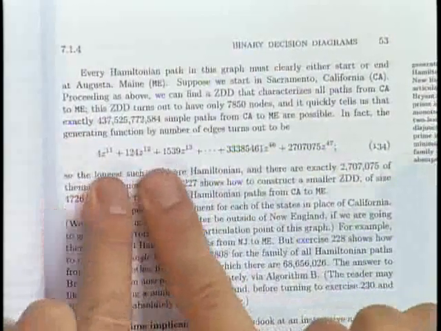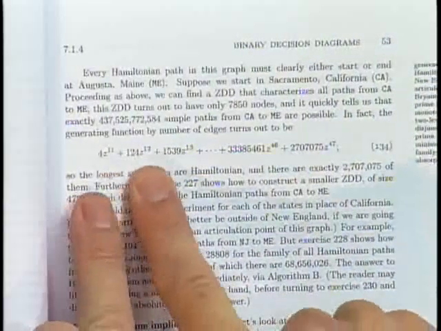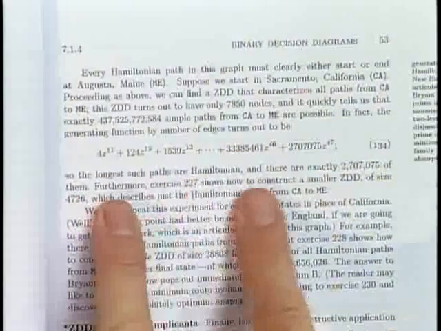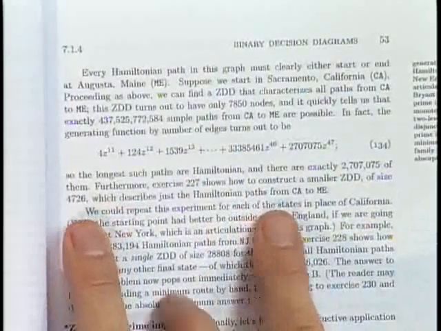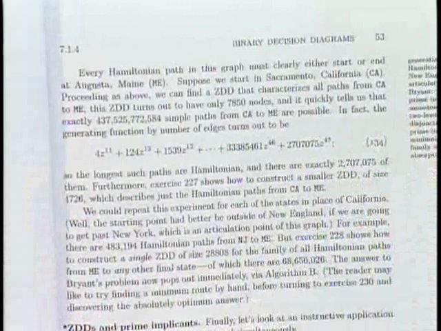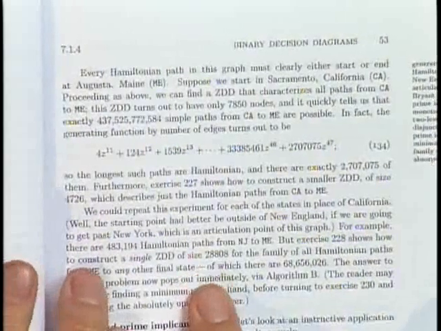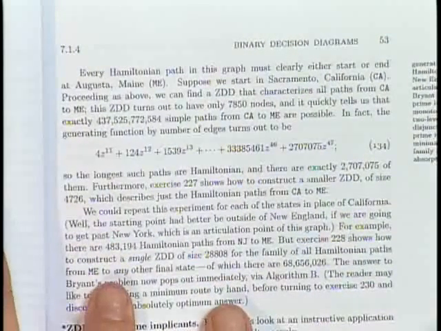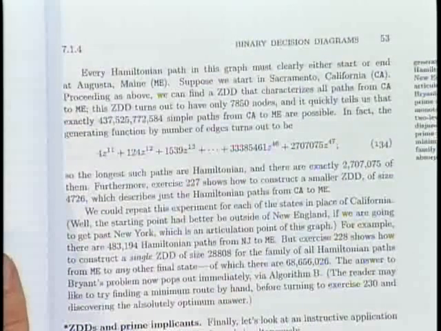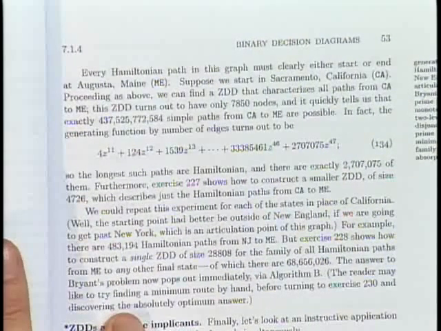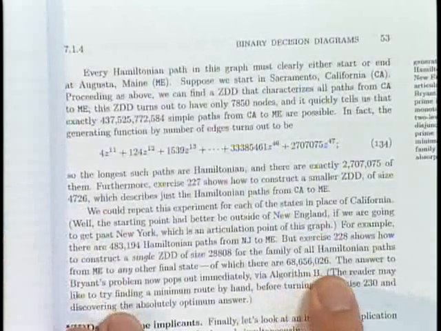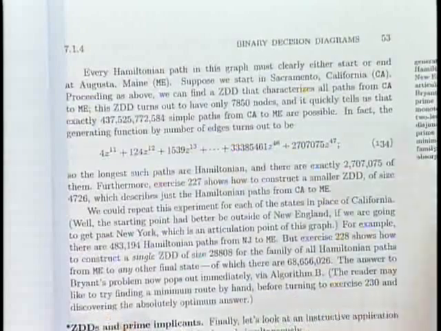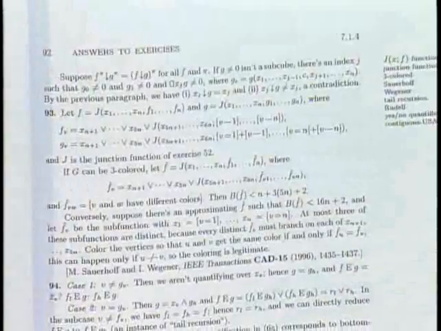You can also determine how many paths there are of each length from California to Maine. There's four paths of length 11, 124 of length 12, and so on. The longest paths are Hamiltonian, and there are 2 million of them. We can solve Randy's problem, and the total running time, I forget how many megamems, it's... Let's see. So Maine to any other state, there's 68 million ways to do it. But exercise 230 contains the answer, so I'll show you the answer.